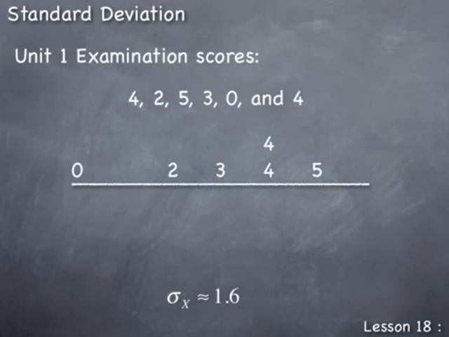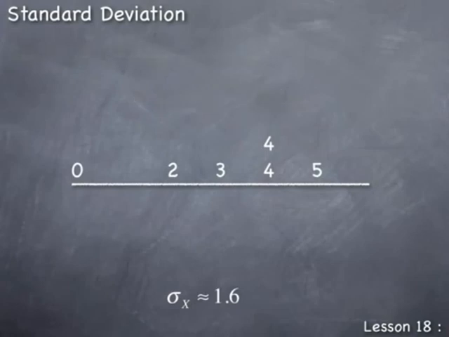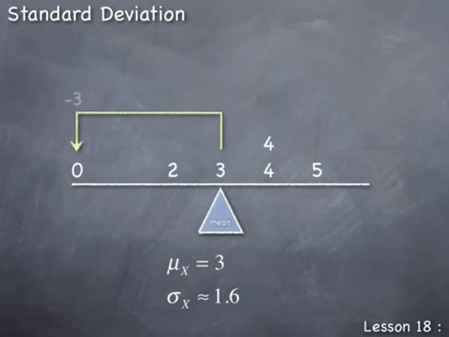Now, the point of reference used by the standard deviation is the mean. So in the previous problem, we've already determined that the mean for this student's Unit 1 exam scores was 3. What the standard deviation does is calculate how far each data value deviates from this mean of 3, and then try to find the overall typical amount or average amount of deviation. So the score of 0 deviated 3 points below the mean of 3. A score of 2 on the test deviated 1 point below the mean of 3.